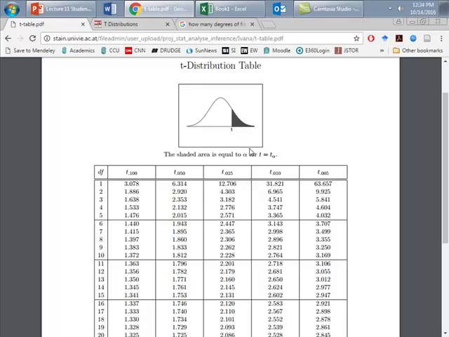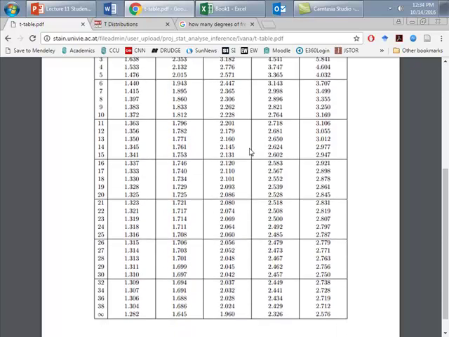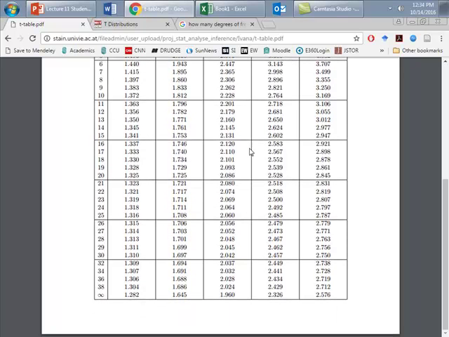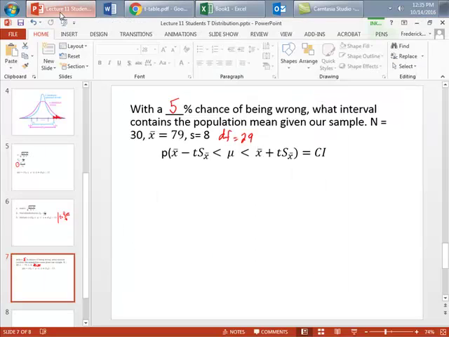Okay. Now we know we're going to use the middle column. And what's our degrees of freedom? 29. So I'm going to use 29 degrees of freedom, and I'm going to look here in this middle column. And this is going to be the t-score that's going to represent having the 95% in the middle. We all okay with that? That number is 2.045.